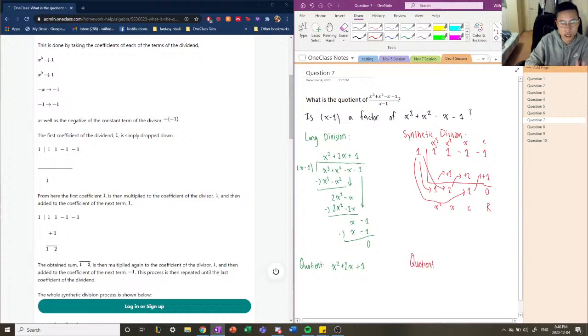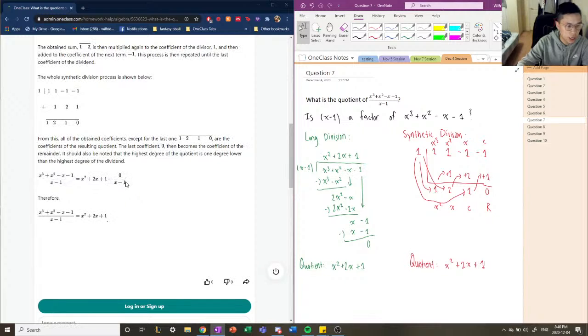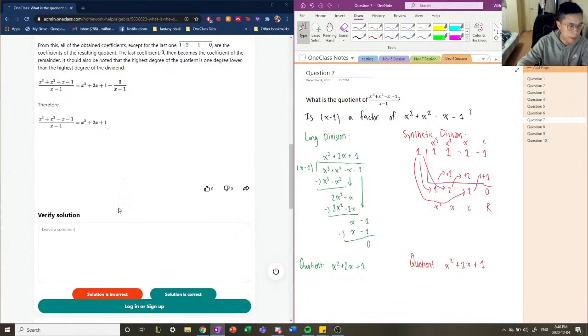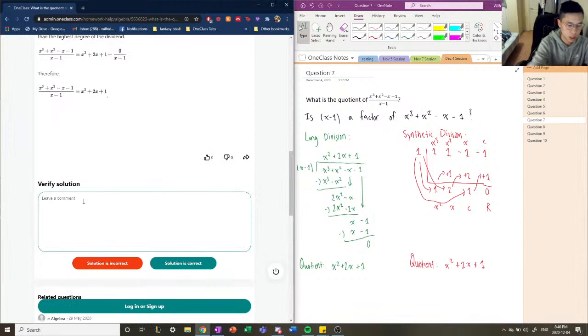So whenever you're thinking about synthetic division, your quotient at the end is going to be 1 degree of power lower. So if this is x to the power 4, this is going to be x to the power 3. So if we apply these coefficients now, it's going to be x squared plus 2x plus 1. No remainder. So these are the quotients of this division. And I've shown you guys 2 different examples of long division and synthetic division, okay? And we got the right answer. So this solution is correct. Good work.